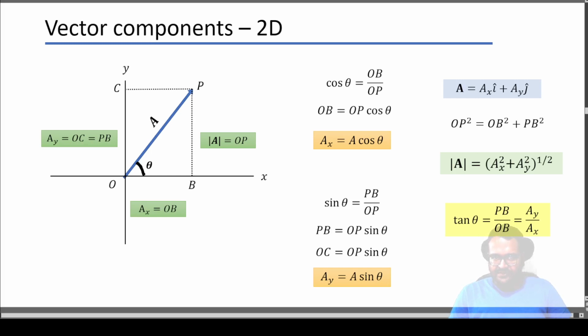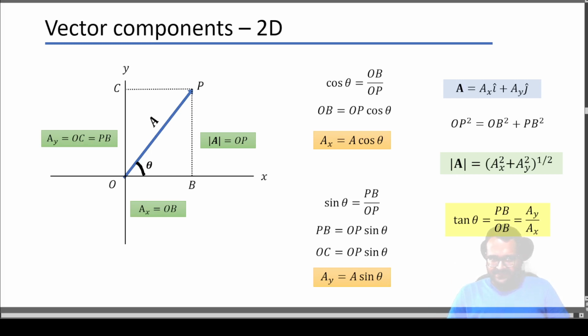And as you see, in a simple geometrical property, OP square is OB square plus PB square. It's called Pythagoras theorem. And the modulus of A, which is OP, is the square root of OB square plus PB square. So modulus of A will be the square root of AX square plus AY square.